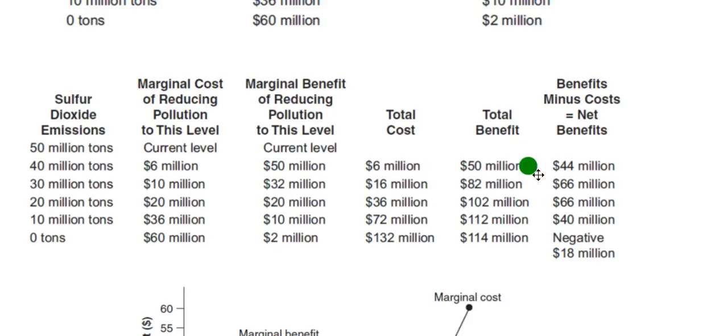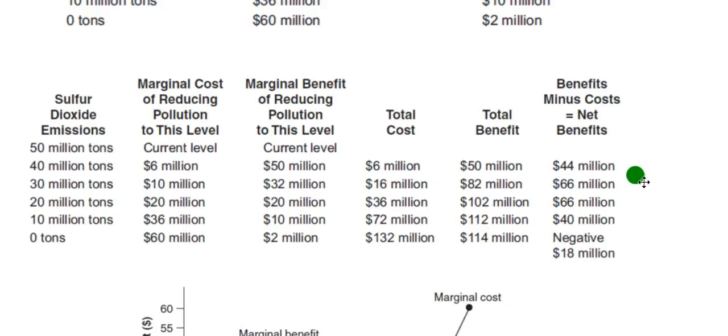And of course, for the total benefit, we're adding 50 million and 32 million to get 82, and we just continue that all the way down to get our total cost and total benefit as we reduce from 50 million tons down to 0 tons. And then we want to compute our net benefit, which is simply done by taking the benefit dollar amount and subtracting from that the cost.